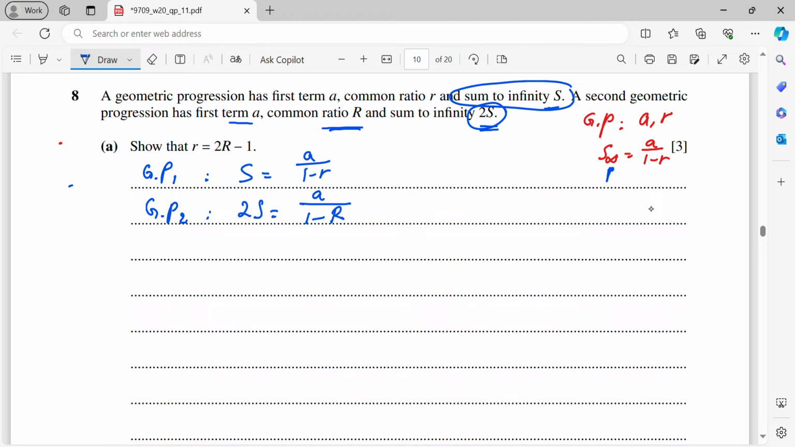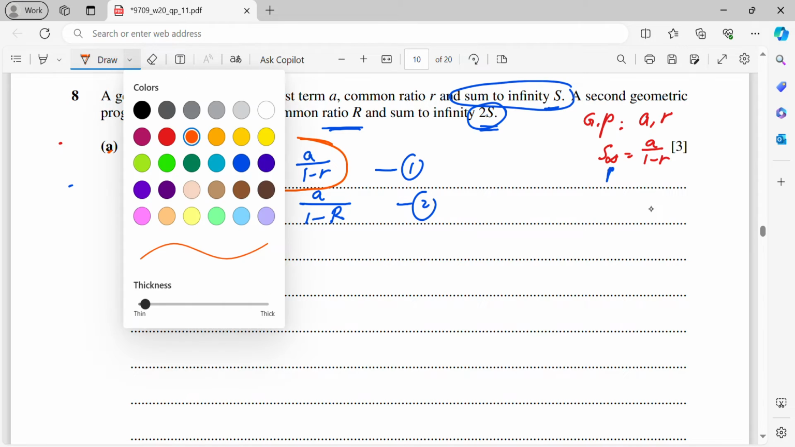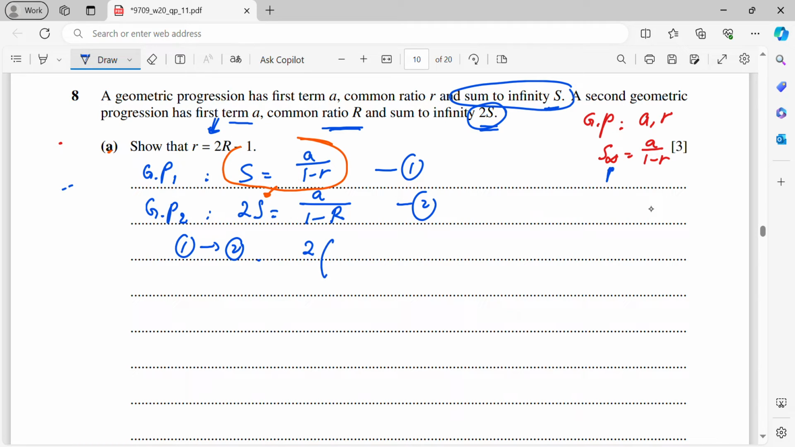So now when you want to show this statement or equation, I will just solve these two equations because I don't want the S. So I will substitute the first into the second, replacing the S in the second equation by the first equation. That means I will get 2 of A over 1 minus lowercase r equals A over 1 minus capital R. Then from here, my A will be cancelled off because they are both the numerator.